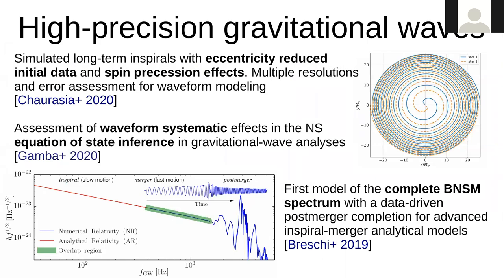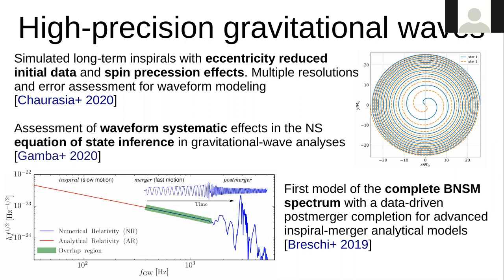In sub-project P1, we simulated multi-orbit inspirals and mergers of binary neutron stars at multiple resolutions. This is crucial to produce a detailed error budget for the waveforms. Moreover, we are currently the only group that can simulate a binary neutron star merger with spin precession effects, and this is what we have also done. So overall, these are high accuracy data that are absolutely necessary to develop waveform models for gravitational wave astronomy.